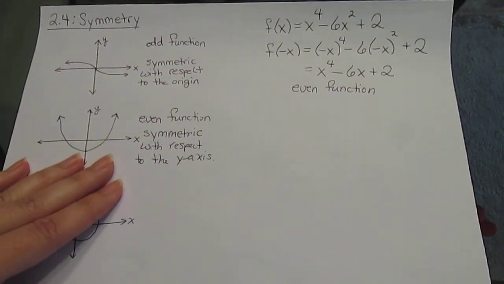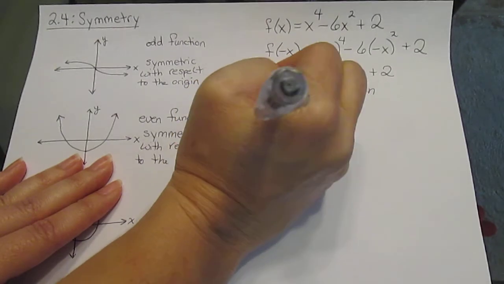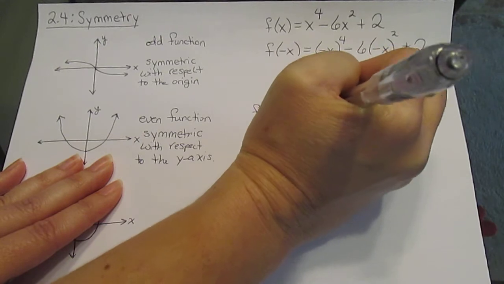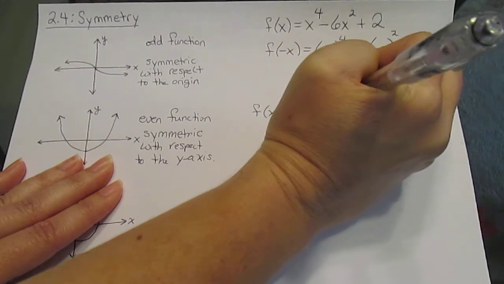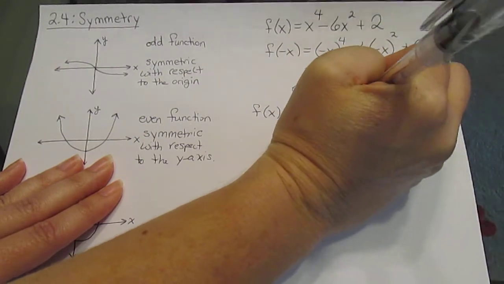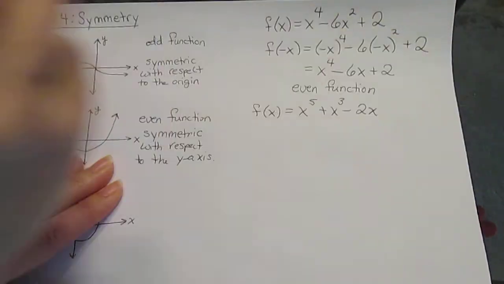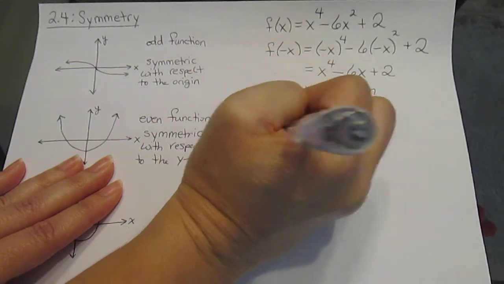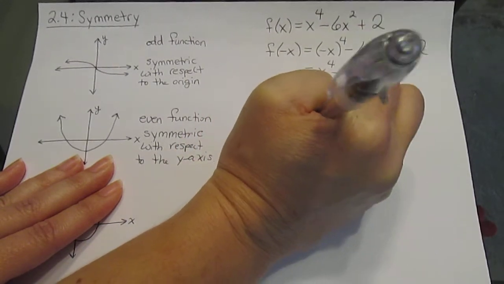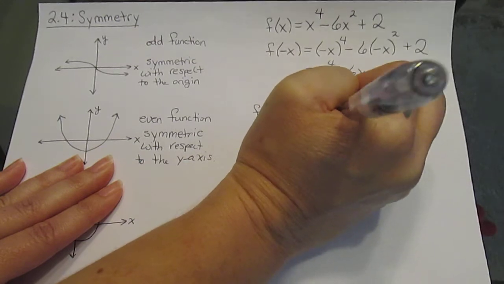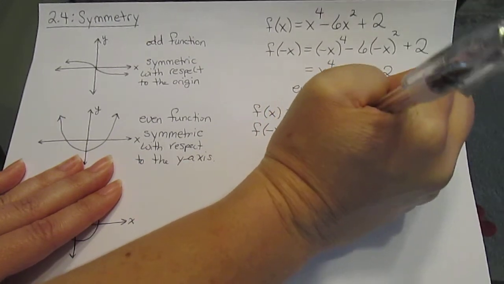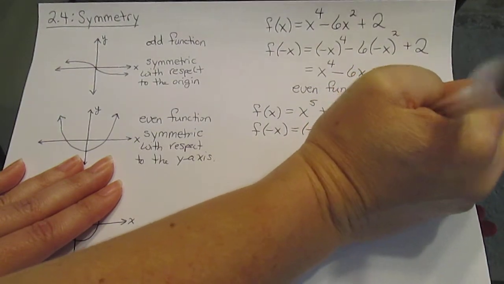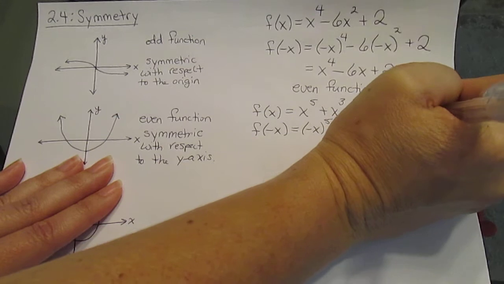Let's try another one. f(x) equals x to the fifth plus x cubed minus 2x. Again, I'm going to plug in a negative x and see what happens. So I've got negative x to the fifth power plus negative x to the third power minus 2 times negative x.